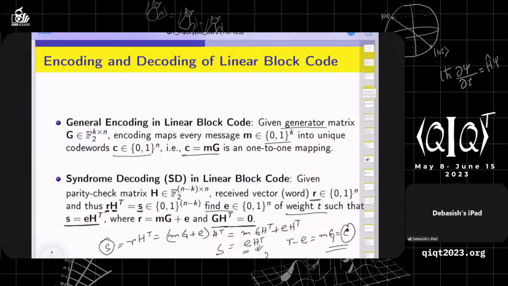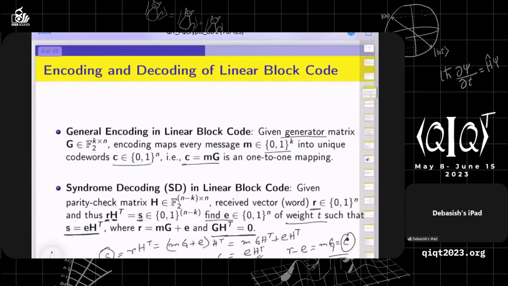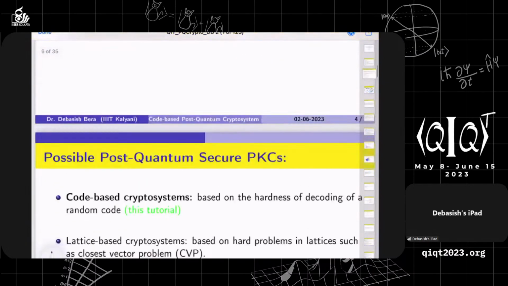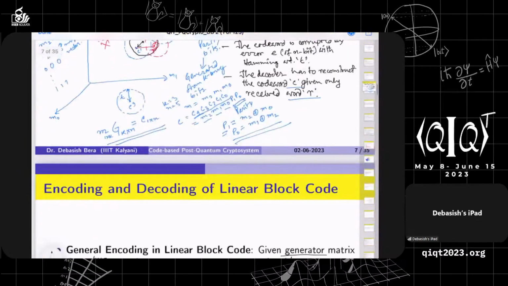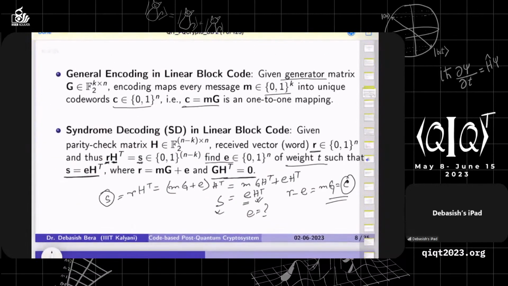Okay. Now this is the basic idea of the error control code, encoding and decoding, that I have explained. Now, how can it be used, or why will it be used in the post-quantum scenario? Well, the reason is the post-quantum characteristics. So, an NP-hard problem. In this encoding and decoding, you have to know G or you have to know H, right? These two things are very important to know for encoding and decoding, correct?